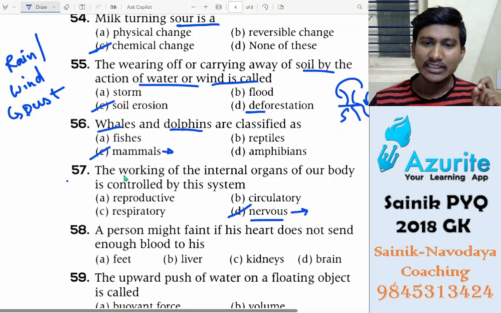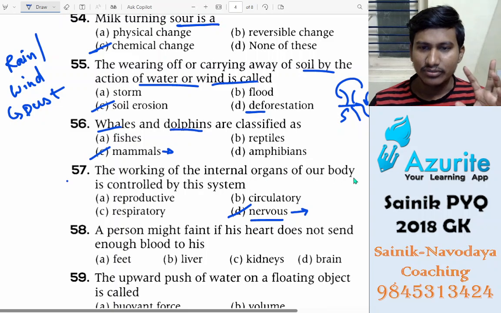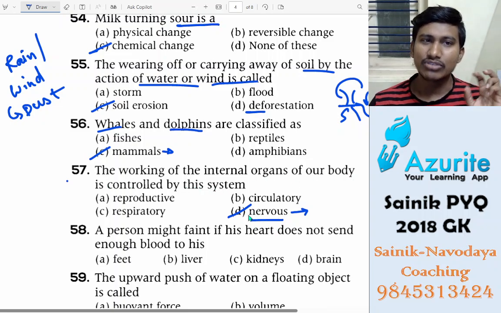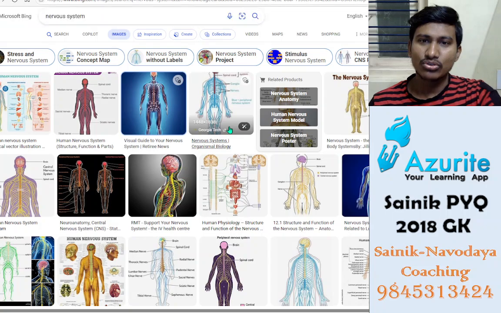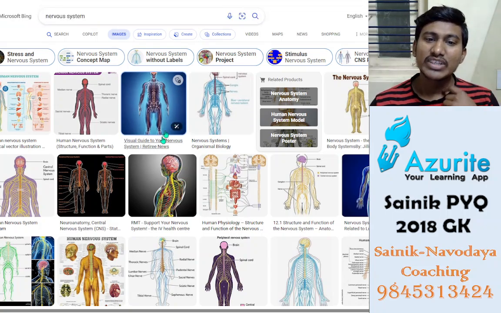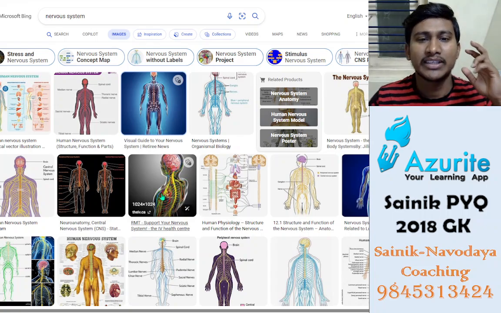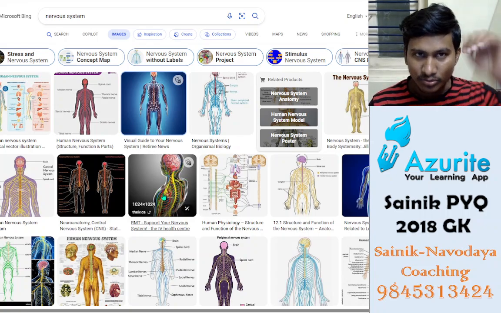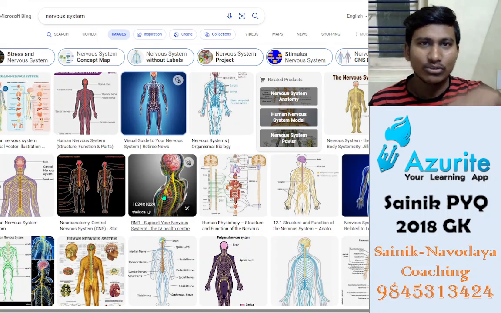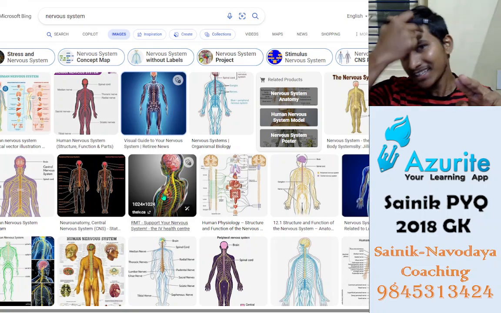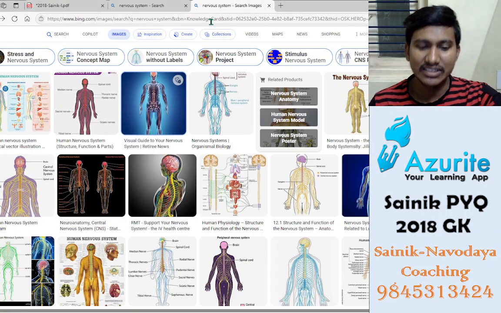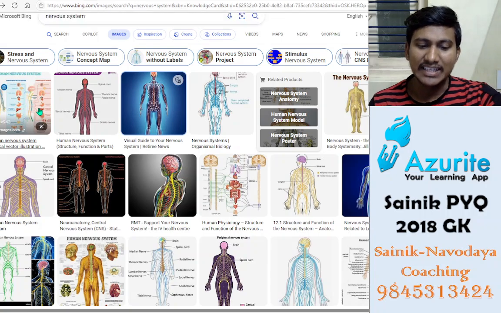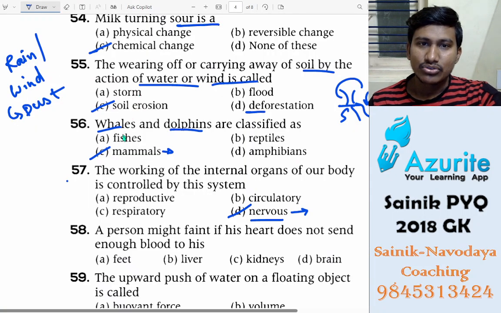If you see here, the working of the internal organs of our body is controlled by the nervous system. Nervous system means our whole body is connected through the nerves. All the parts of the body send signals to our brain. So if you touch any hot object or put your hand in hot water, you will remove it, because the signal is sent to the brain. That is how it works. Understand? That is the nervous system. So the answer will be option D here.